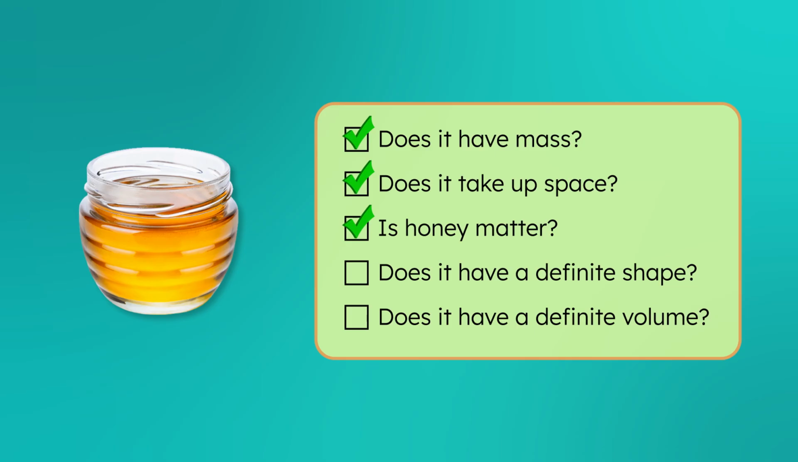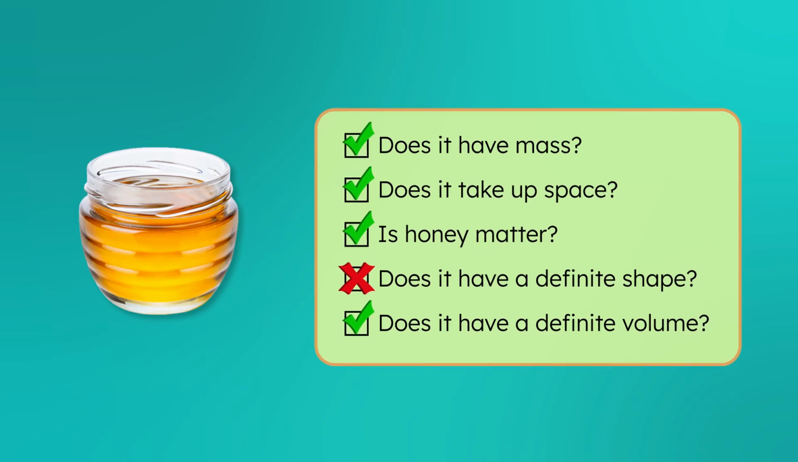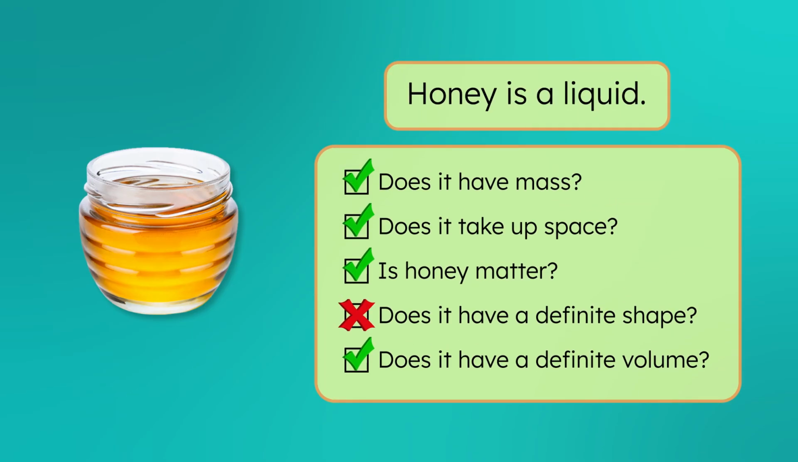Does it have a definite shape? No, honey flows to take the shape of its container. Does it have a definite volume? Yes. When poured into a different jar, its shape changes, but its volume stays consistent. These properties, changing shape but keeping a consistent volume, tell us that honey is a liquid.